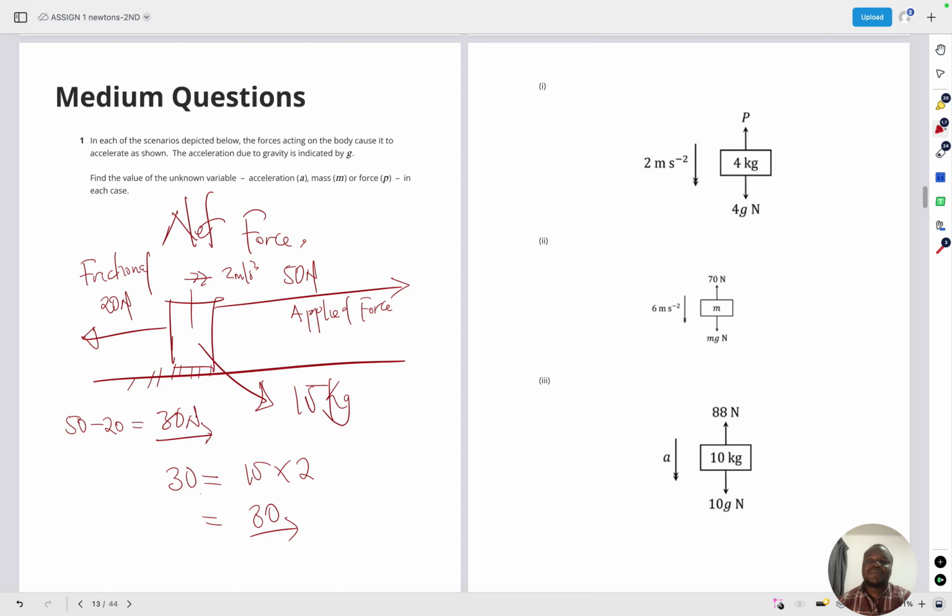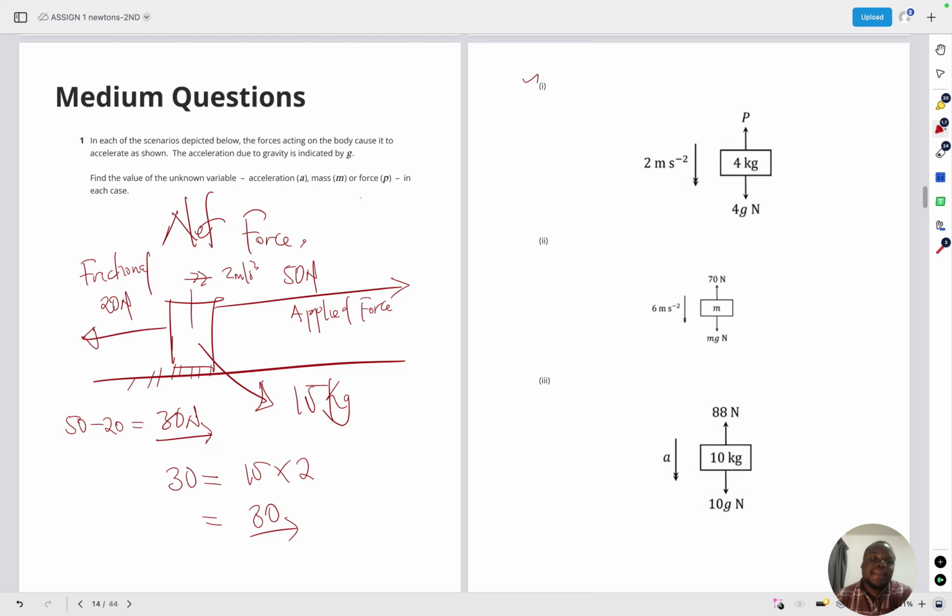Today I want to focus only on medium questions. So question number 1, you can see they're saying in each of the scenarios depicted below, the forces acting on the body cause it to accelerate as shown. So we've got this diagram 1 here. There's this body of 4 kg, and they are saying it is accelerating as shown. See, this arrow is telling us that this body is moving at 2 meters per second squared.